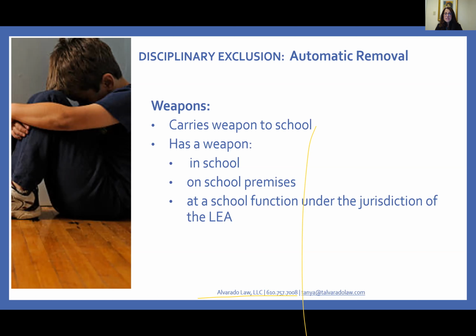So the weapons, if you carry a weapon to school, or if you have a weapon in school, on school premises, or at a function under the jurisdiction of the school, like a prom or a dance, somewhere else, at a restaurant, that would be included.